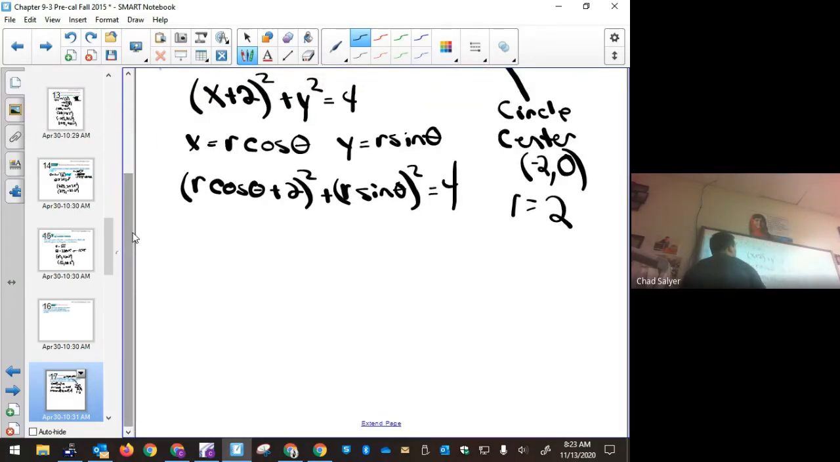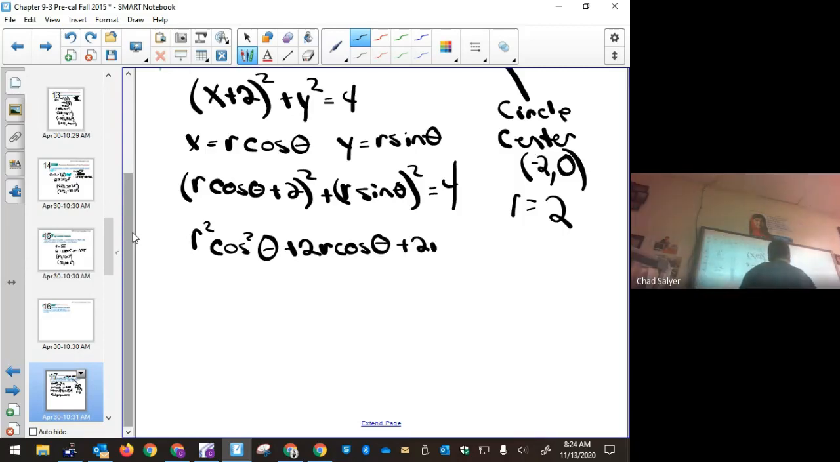So let's see, I've got r squared cosine squared theta, that's first times first. When I square a binomial, I multiply this binomial by itself. So this times itself is first times first, and then outer times outer, so that'd be plus 2r cosine theta. Inner times inner would also be plus 2r cosine theta. And then last times last is plus 4. So that's this bit.